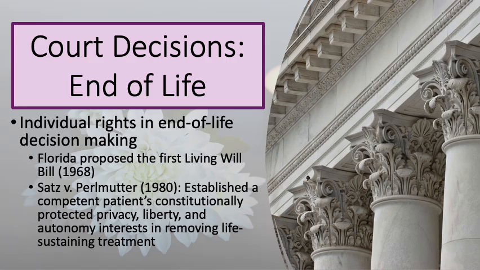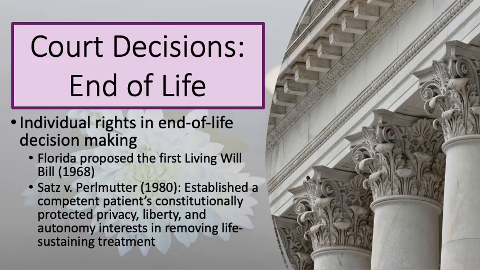Just like there were court decisions regarding the beginning of life, there were also court decisions that came forth about the end of life, and again focused on autonomy, and this time the rights of the individual to make end-of-life decisions. We are probably all very familiar with the idea of a living will. Some of us may have a living will, your parents may have a living will, and a living will basically talks about what are your wishes for healthcare directives when you're no longer able to verbalize those yourselves. Well, the living will wasn't proposed until 1968.